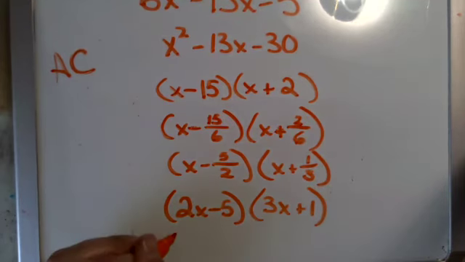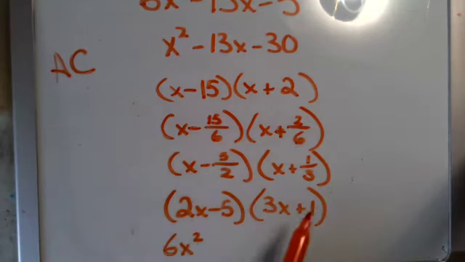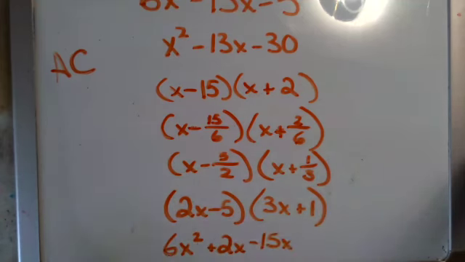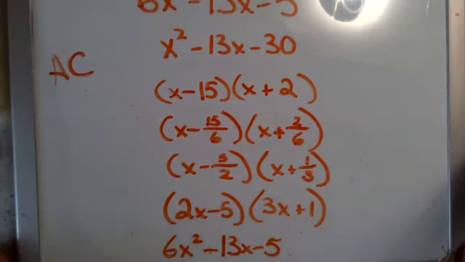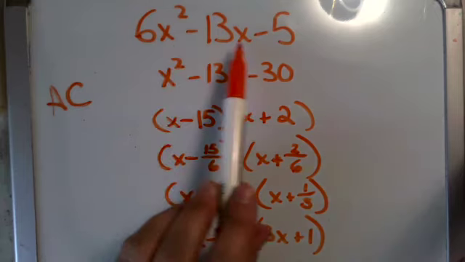2x times 3x, 6x squared, 2x times 1 plus 2x, negative 5 times 3x, negative 15x, and finally, negative 5 times 1, negative 5. And when we combine our middle terms, 2x minus 15x, 6x squared minus 13x minus 5, 6x squared minus 13x minus 5.